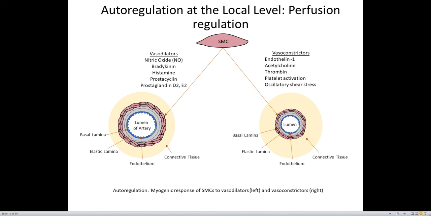And the opposite is true. The vasoconstrictors, endothelin 1, acetylcholine, thrombin, platelet activation, and oscillatory shear stress will cause those smooth muscle cells to constrict and decrease blood flow.